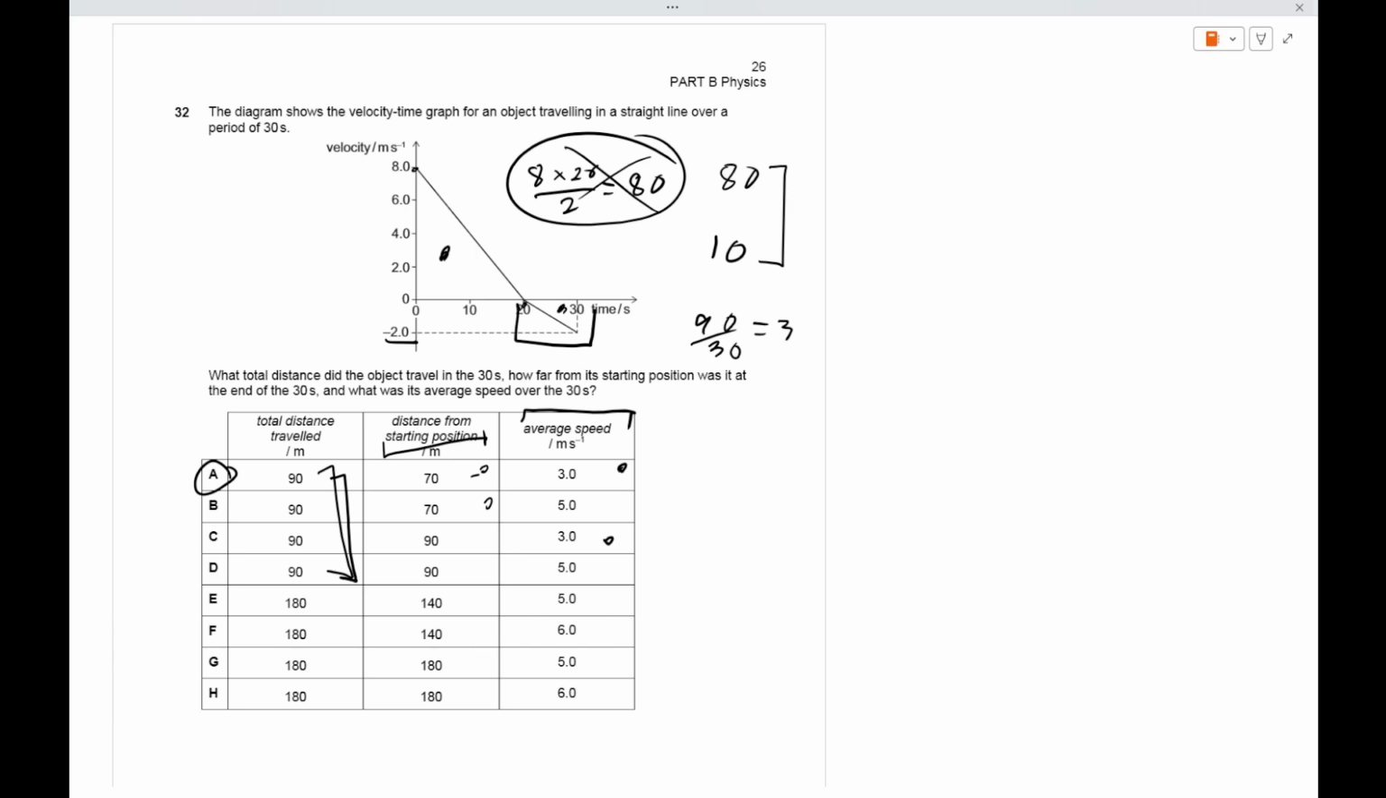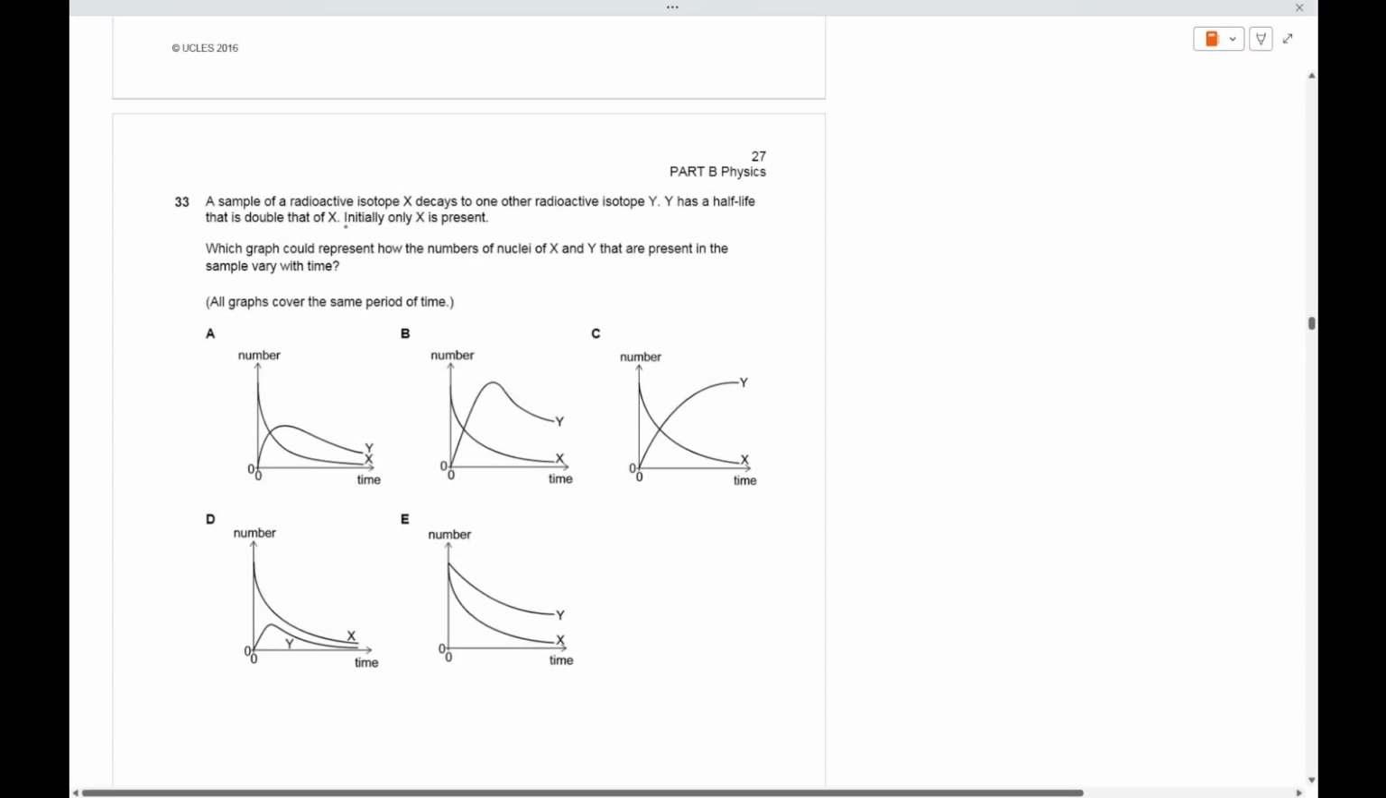So you know that it's going to be one of these two, in case you had more difficult numbers and you wanted to save time by not doing the calculation. The first thing we notice is that it says that initially only x is present. That means that we can cancel out this one from the very start.